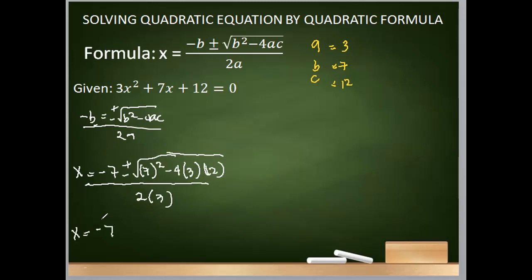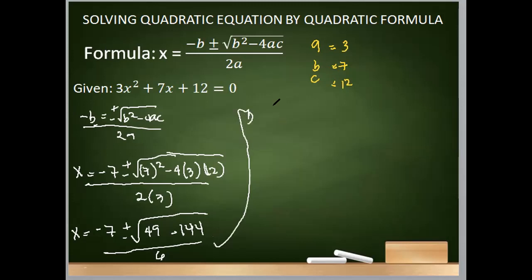X is equal to negative 7, positive and negative square root of 49. Negative 4 times 3 is negative 12 times positive 12 is negative 144 all over 6. Okay, so now let's simplify again. So x is equal to negative 7, positive and negative square root of 49 minus 144 is negative 95. Am I right? Okay, negative 95 all over 6.